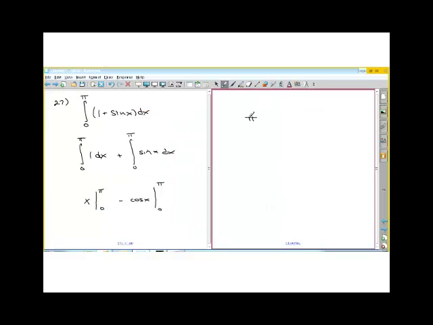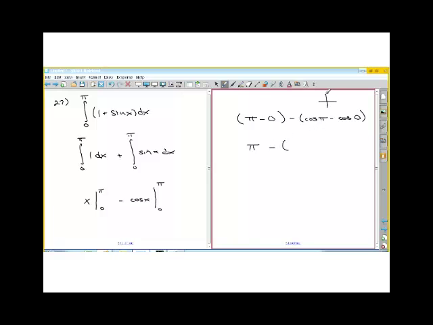So we get pi minus 0. That's this function evaluated at the upper limit minus the lower limit. And then we get the cosine of pi minus the cosine of 0. So the cosine of pi is going to be equal to -1. So this first part just becomes pi. Pi minus 0 is pi. So we get pi, and then we have that minus the cosine of pi.